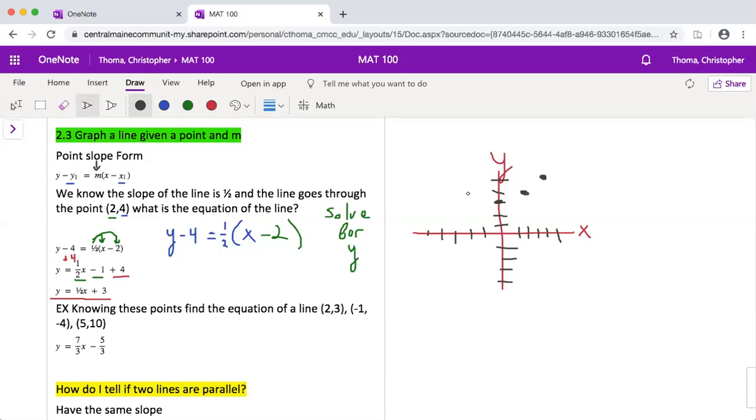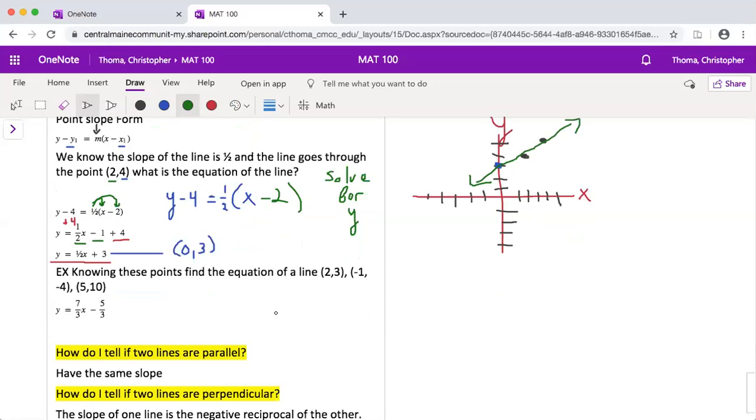And notice, this point, I'll change it to blue, is my y-intercept, which is where this 3 is. That's the point (0, 3). And there is the graph of my line.